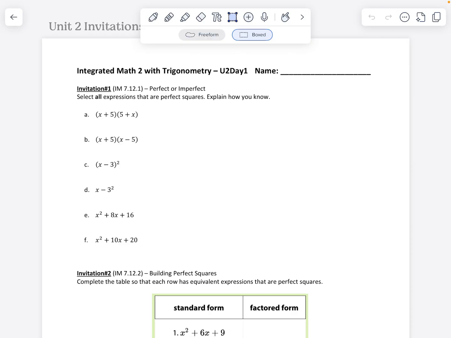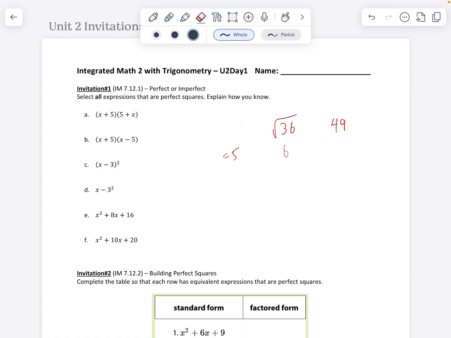So starting with the invitation for unit 2, this is a continuation of quadratics. First thing we want to talk about is perfect square. So a perfect square is basically something that is square rootable. I know that's not a word, but it's the best way I can explain it. So perfect squares are things like 25 or 36, 49. They're all perfect squares because you can square root them and get a nice number.